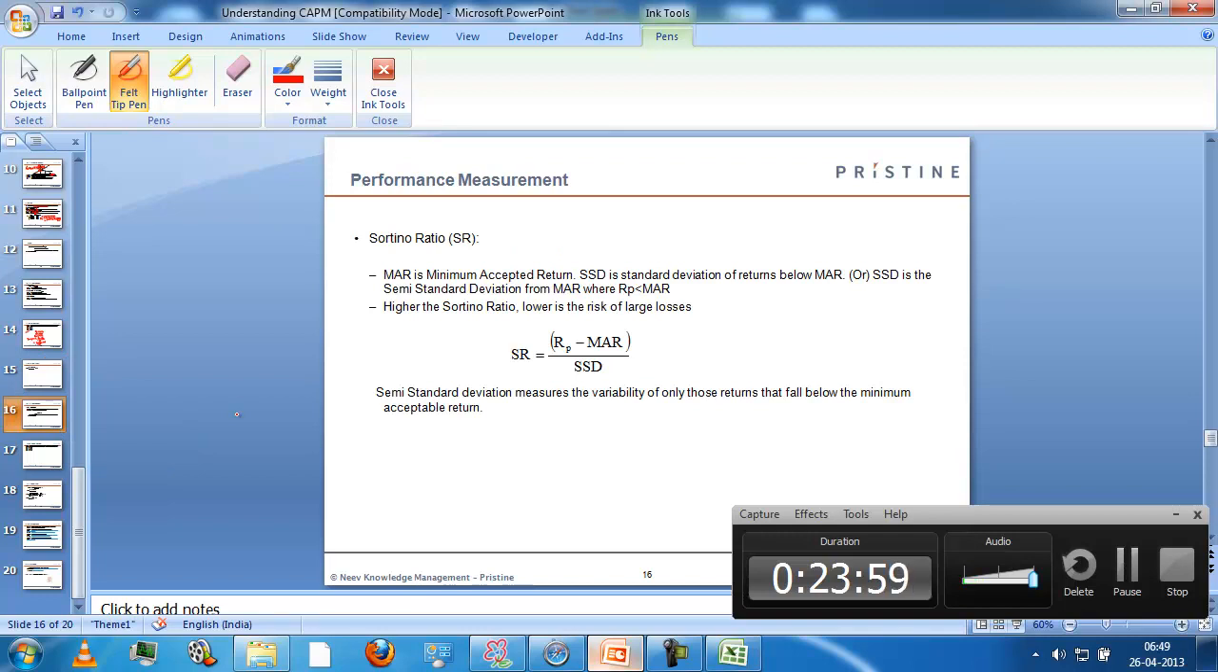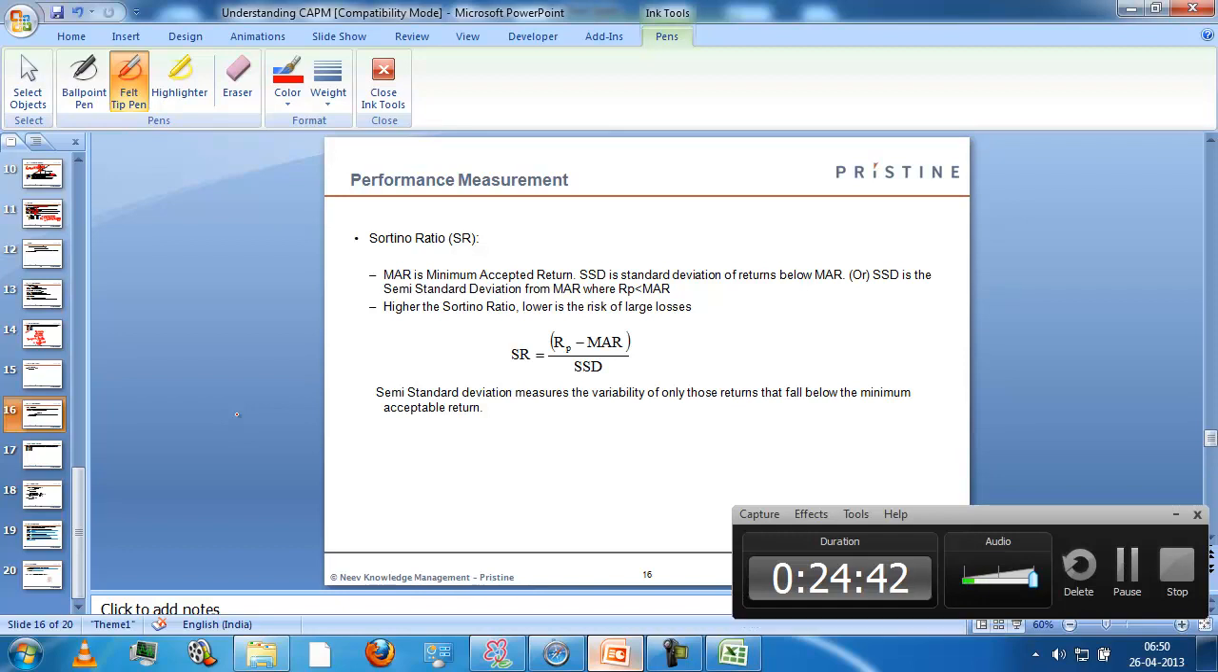Another measure of the portfolio is Sortino ratio. So all these ratios kind of measure your return versus your risk. So the return part comes in your numerator and the risk part comes in your denominator. So you always are looking for a higher return and lower risk. So in all these ratios, you have seen that your numerator is the measure of your return and your denominator is the measure of risk, because you want your risk to be lower and your return to be higher.